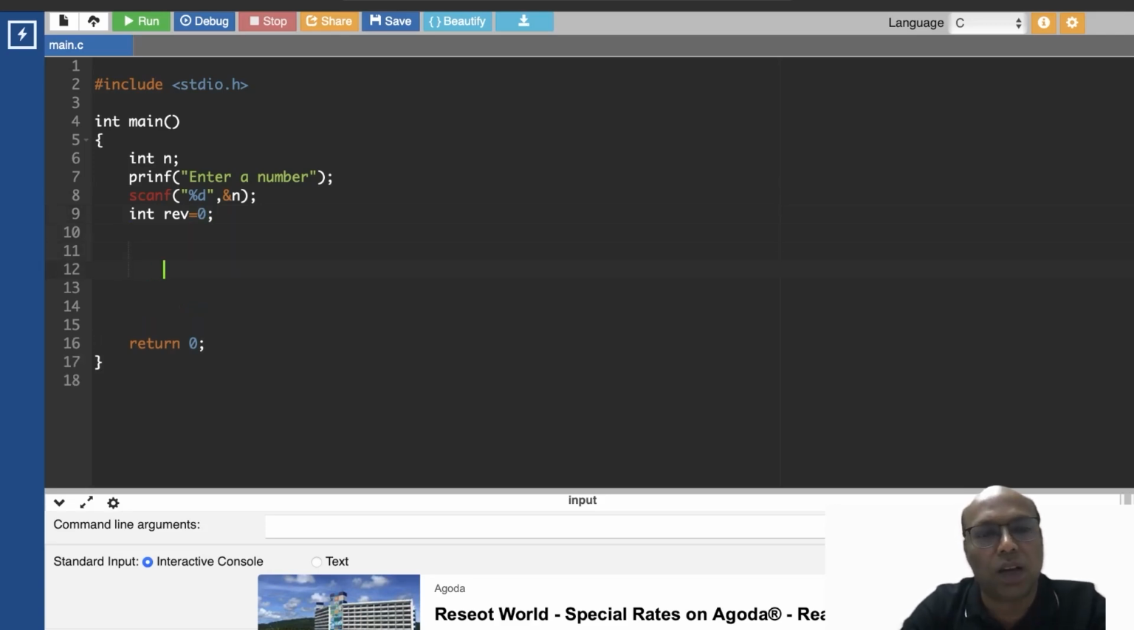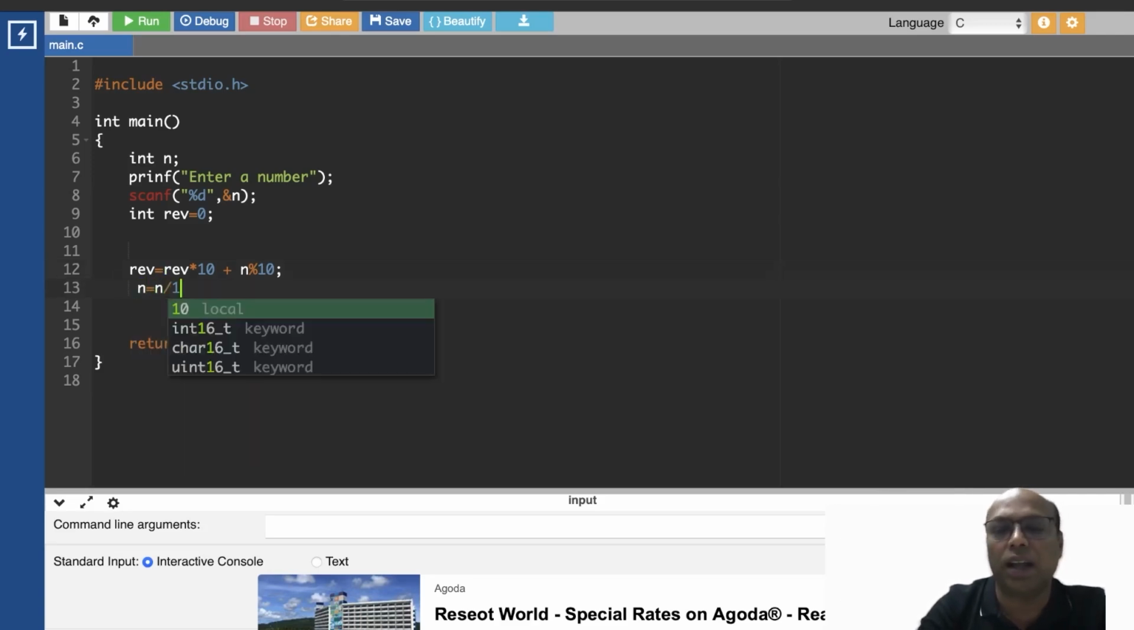What I said was, whatever was in my head, I multiply by 10 and add the next digit. How to get the next digit? n mod 10. Then this I stored in my head again. So the first time when I get 7452, my reverse is 0. 0 into 10 is 0 plus 7452 modulus 10 is 2. My reverse became 2. Then I eliminated the digit. How to eliminate the digit? n is equal to n by 10.